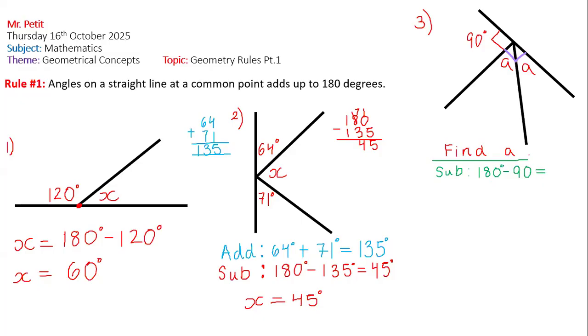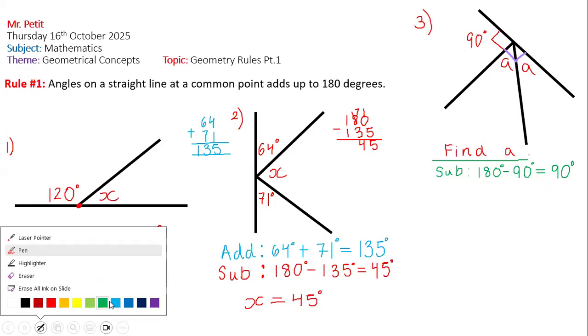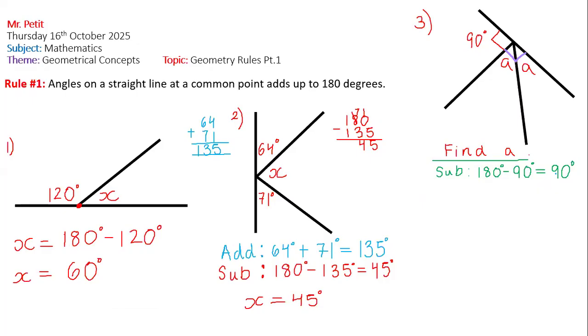And the reason why we're using 90 is because they gave us the box in the question. We know the box is 90. And what is 180 minus 90? That's gonna be 90 degrees. Very good. The 90 is for this angle and this angle. Both of them together is 90.